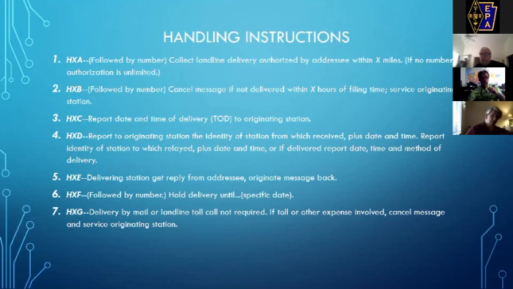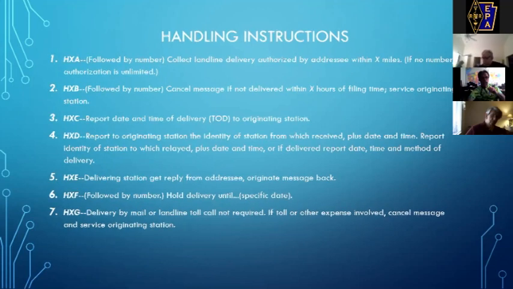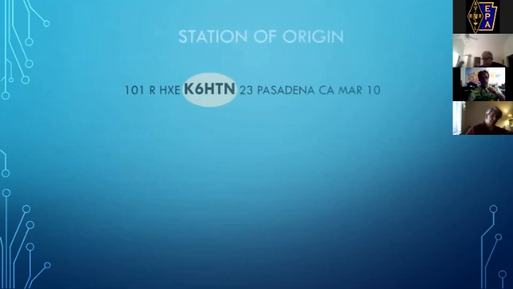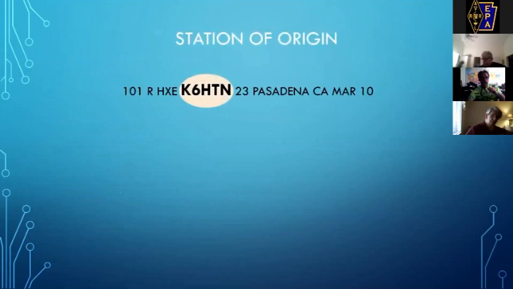HXG is delivery by mail or landline toll call is not required. If toll or other expense is involved, cancel the message and service it back to the originating station. You will see this one used. Don't try to remember them. Just have the card available and look them up. But I can't remember them all, and I have to look them up when somebody uses one that's not common.